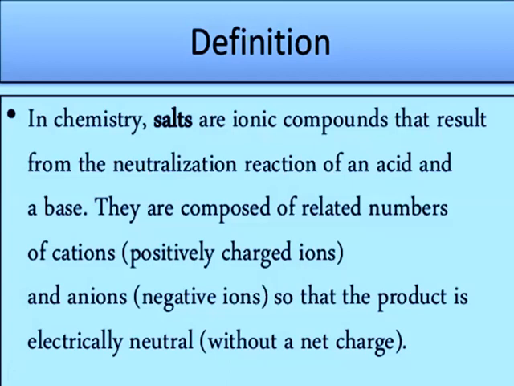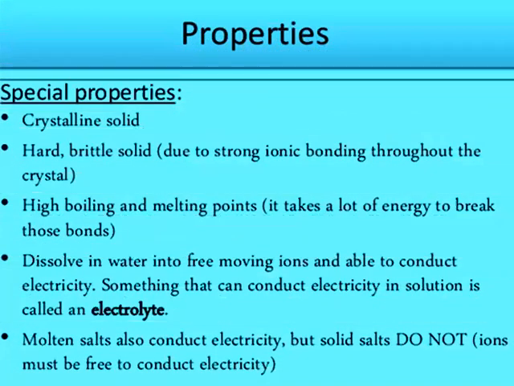In chemistry, salts are ionic compounds that result from the neutralization reaction of an acid and a base. They are composed of related numbers of cations, positively charged ions, and anions, negatively charged ions, so that the product is electrically neutral. There are specific properties of these salts, such as being crystalline solids, hard brittle solids due to strong ionic bonding throughout the crystals, with high melting and boiling points.